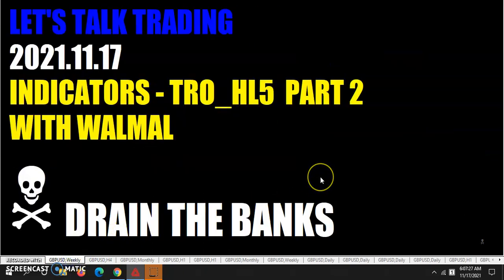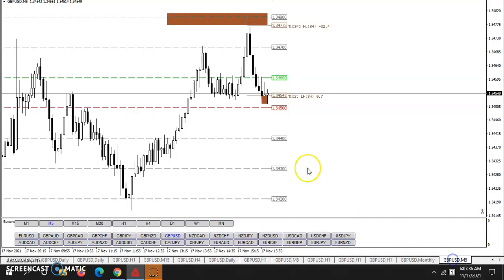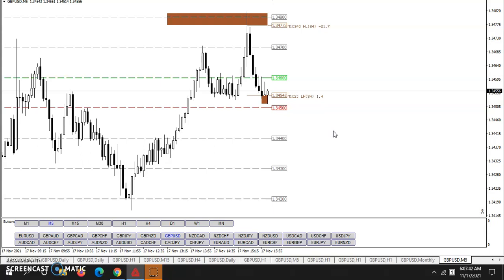Walmal, I think we ran out of time yesterday when we were talking about HL5, so I guess we need to pick it up where we left off. Yeah, yesterday I was talking about the HL5 in particular, drawing the high-low and the low-high boxes on the screen and just how effective that is. It's a wonderful tool for that.